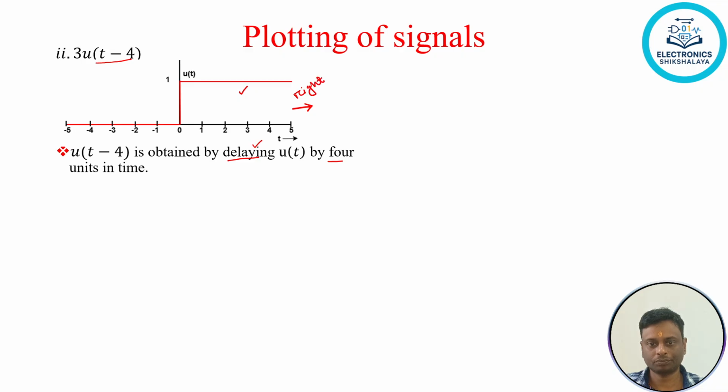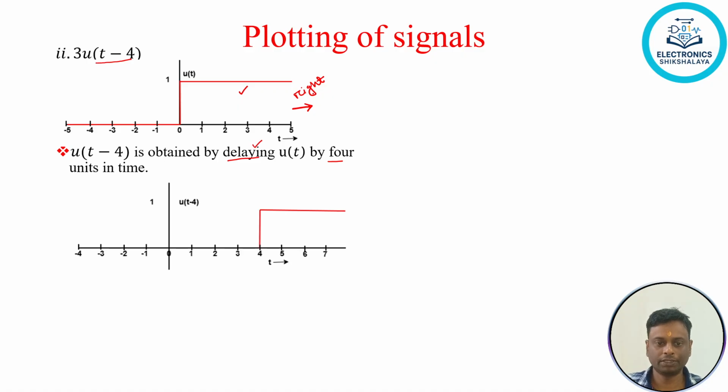Only you have to right shift by 4 units in time. So you can see this is u(t-4). These values are all zeros, because we are shifting the signal towards the right only, towards the right by 4 units in time.